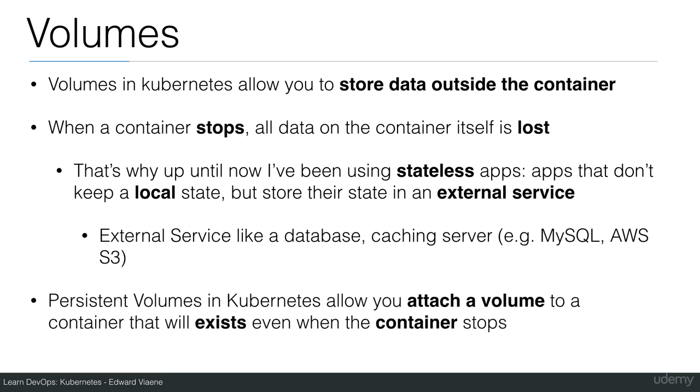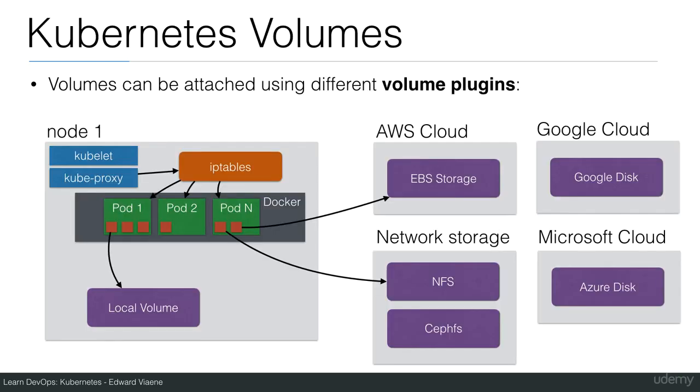Persistent volumes in Kubernetes allow you to attach a volume to a container that will exist even when the container stops. So the container stops, the pod stops, but your volume can be reattached to a new container, and you can keep the state of your application. You can keep the files that are necessary for your application to run. Volumes can be attached using different volume plugins. Here you have an overview of the different plugins.